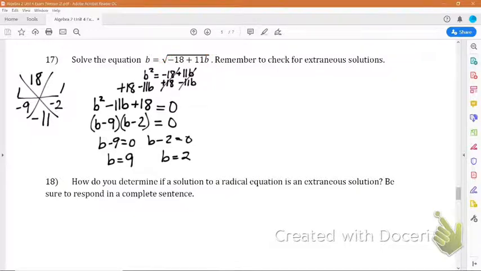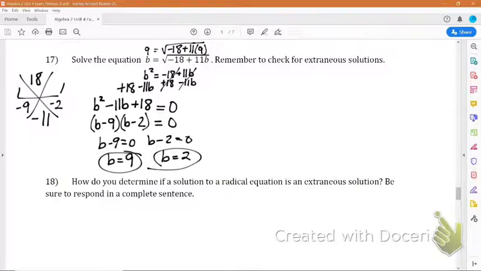So if I was checking 9, I would have 9 equals the square root of negative 18 plus 11 times 9. Well, 11 times 9 is 99. 99 plus negative 18 is 81. Square root of 81 is 9. Check. Oh, that's a lot easier than I thought. Same way with 2. If you check 2, it works as well. So these are both answers.